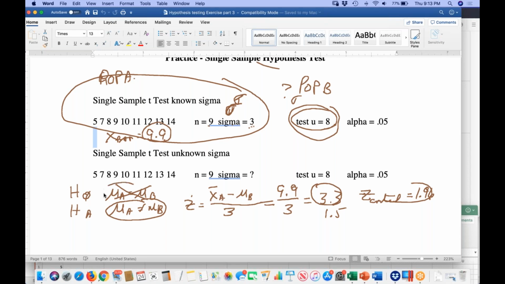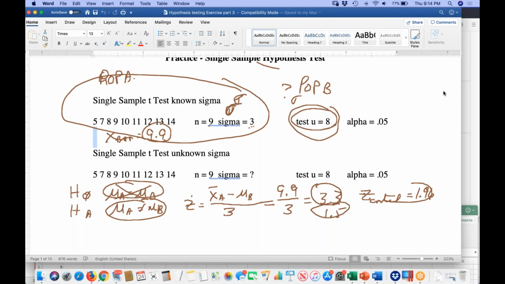Why is that? Because I haven't proved that this is true. All I've done is I don't have enough evidence to say that they're different. This test is not geared to proving that they're equal. It's geared to proving that they're different. So when you fail that, you can't just say they're the same. You can only say you failed to reject the null hypothesis.